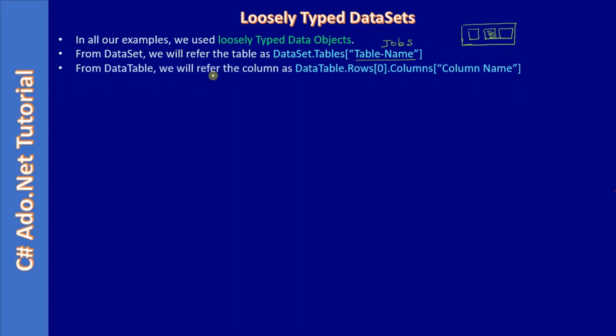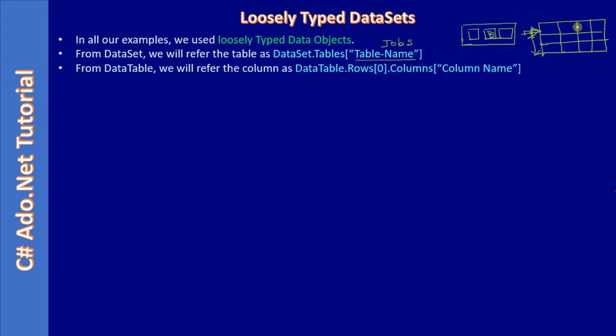From data table we will refer the column name as data table, rows of 0. Let's state that this is the data table, and let's consider that it contains 3 data rows and 4 data columns. So data table dot rows. Here we are referring the rows collection. Rows of 0 means the first row. Right, from rows collection, first row, and then from columns collection.